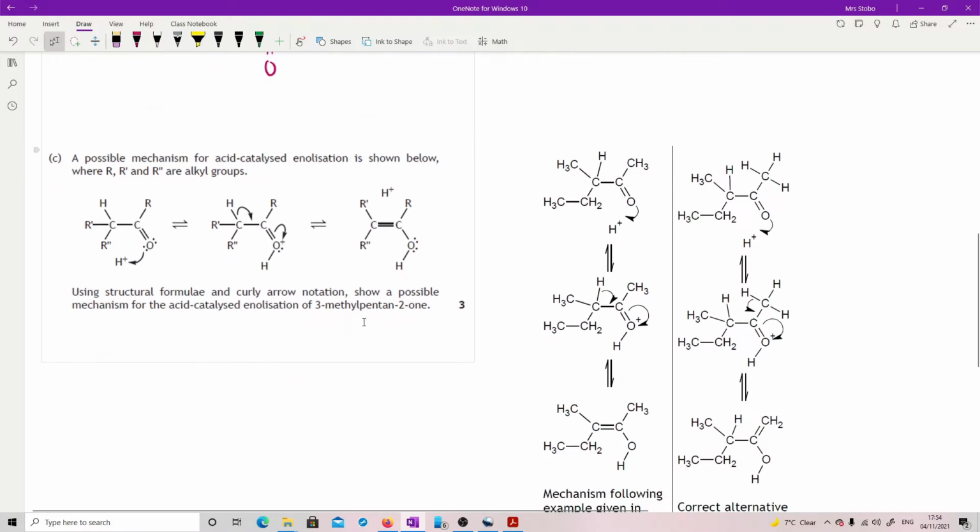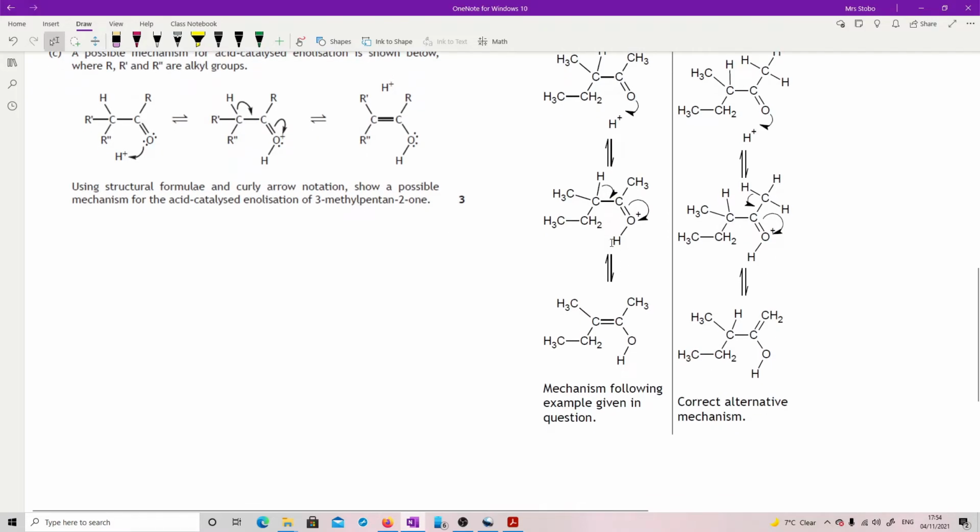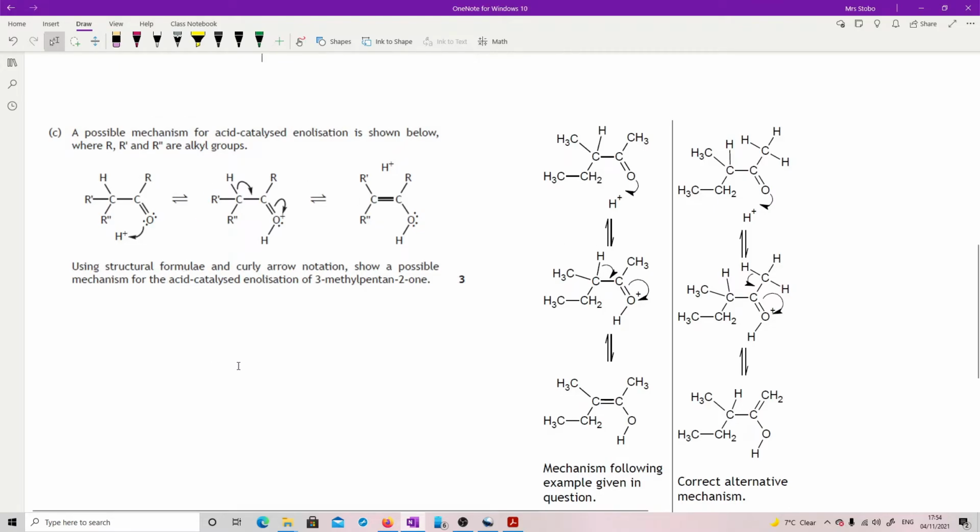You'll see I've just gone and got the mark scheme for this one, because frankly it's going to be a lot neater than my scribbles. A possible mechanism for acid catalyzed enolization is shown below. R prime and R double prime are alkyl groups, and it shows you the mechanism. Using structural formula and curly arrow notation, show a possible mechanism for the acid catalyzed enolization of 3-methylpentan-2-one. Basically you're just substituting this into that. I first looked at it and thought, curly arrow notation, that's going to be a nightmare, but it's a straight substitution.